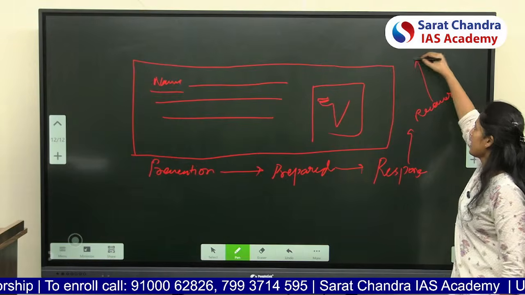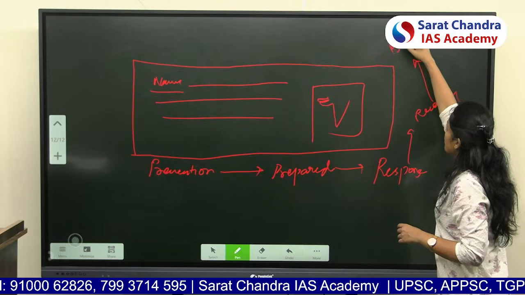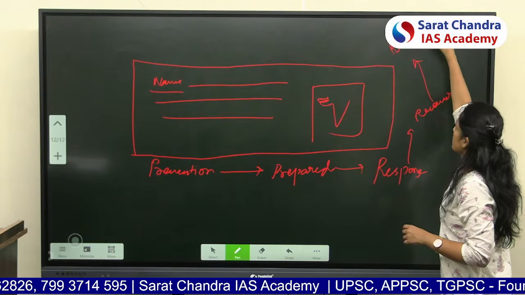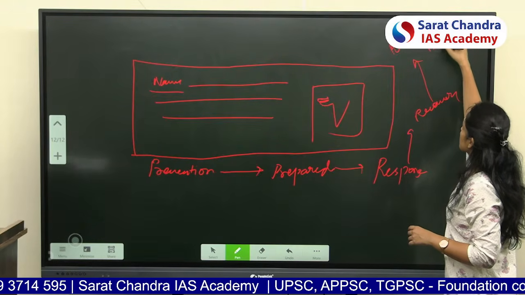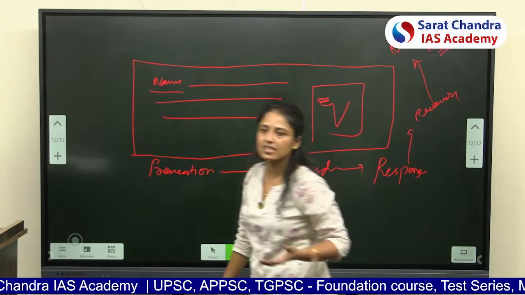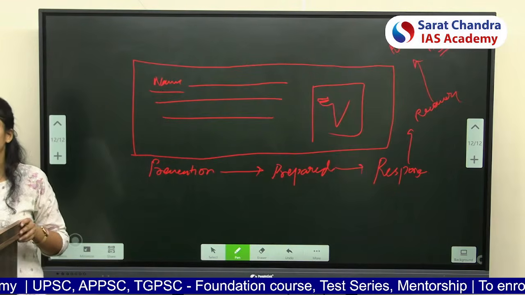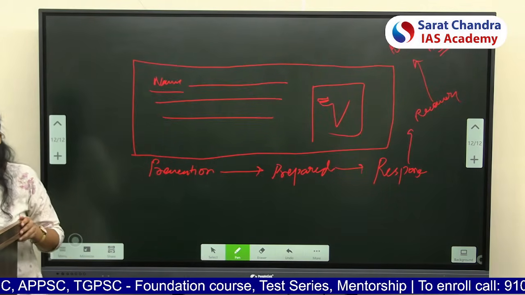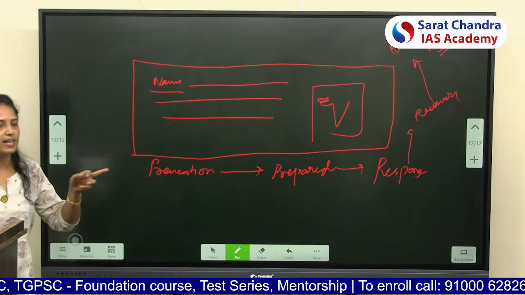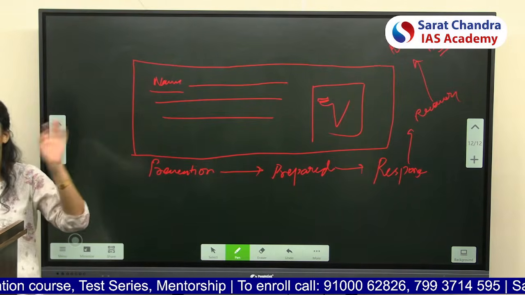And please add a fifth point. This is not generally given in the books. The fifth point is build back better. Build back better means develop the resilience so that any disaster can no longer affect you. So this is the additional point if you want to write any answer specifically for disaster management. So in this way you can write.